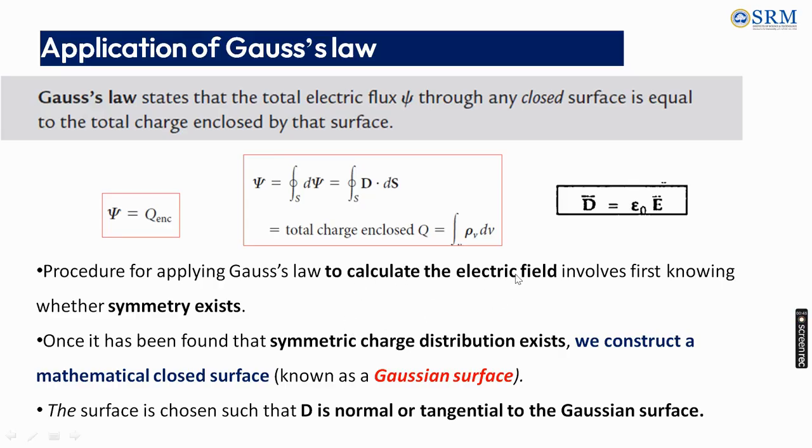To find the electric field intensity by applying Gauss's law, we must first check whether symmetry exists in the charge distribution. Once a symmetrical charge distribution is found, we can construct a mathematical closed surface called the Gaussian surface, and the electric flux density should be normal or tangential to the Gaussian surface, so we have to choose the surface in such a way.